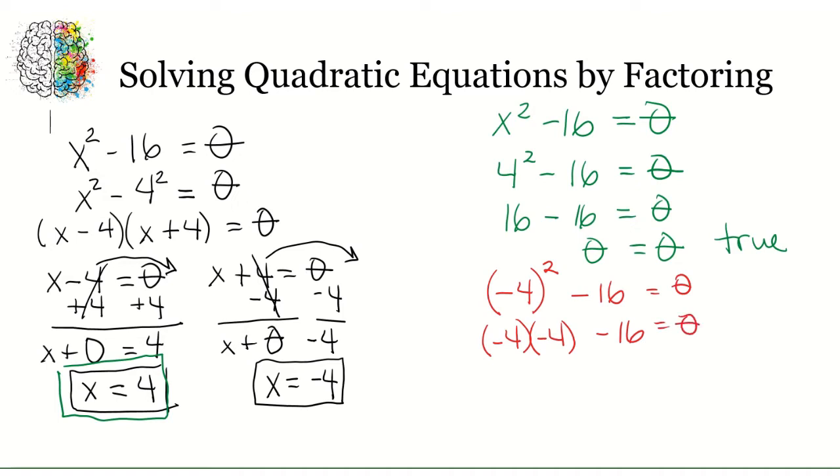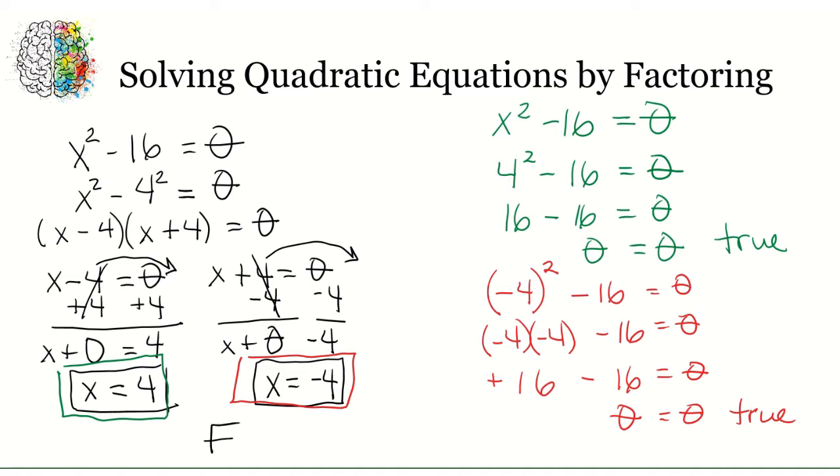I have a negative and a negative. That's going to make that a positive. 4 times 4 is going to be 16. So once again, I have a positive 16 minus 16, which equals 0. So that's going to be 0 equals 0. And that means our other solution is also true. So that means my final answer is going to be minus 4 and 4.